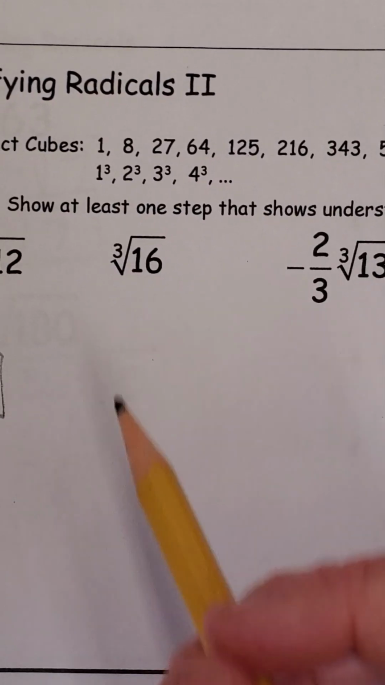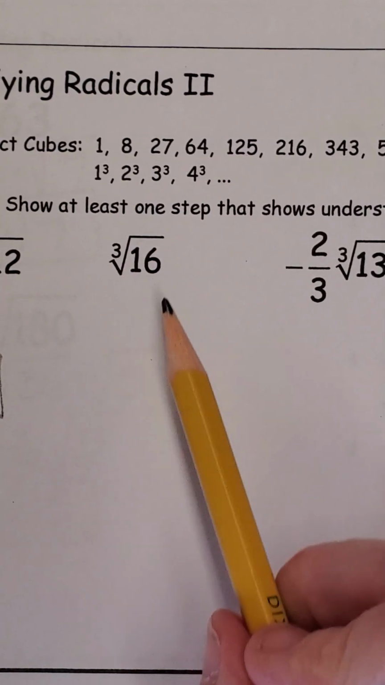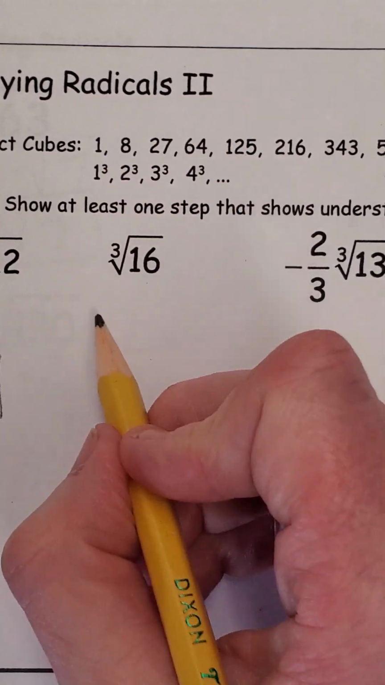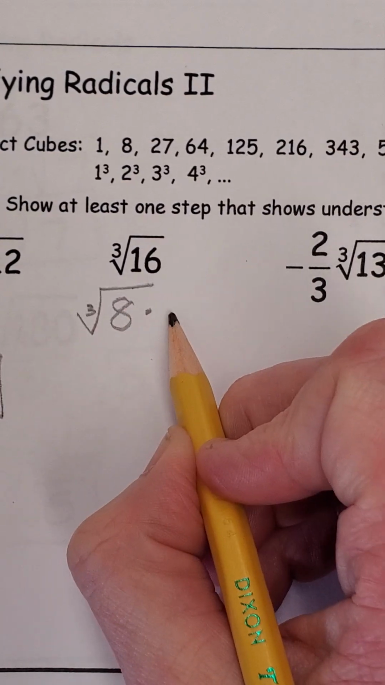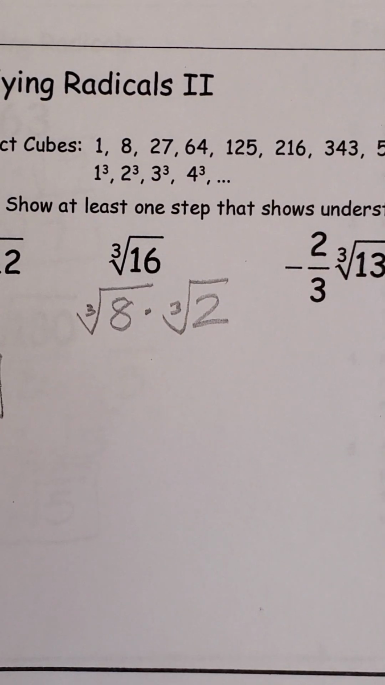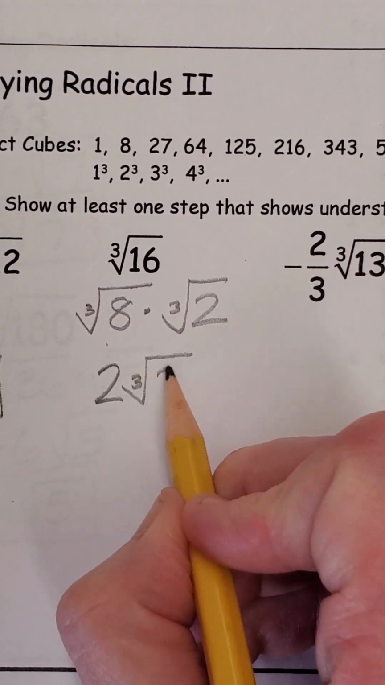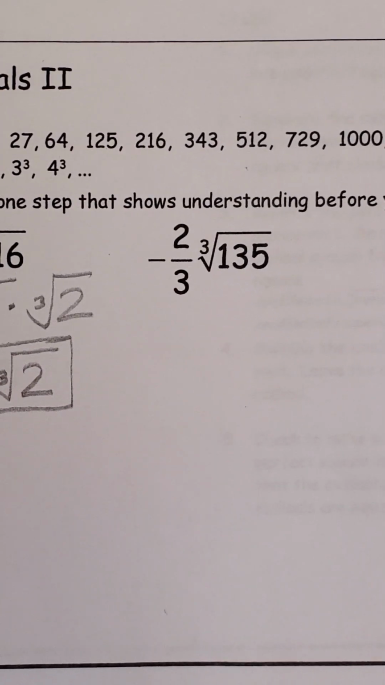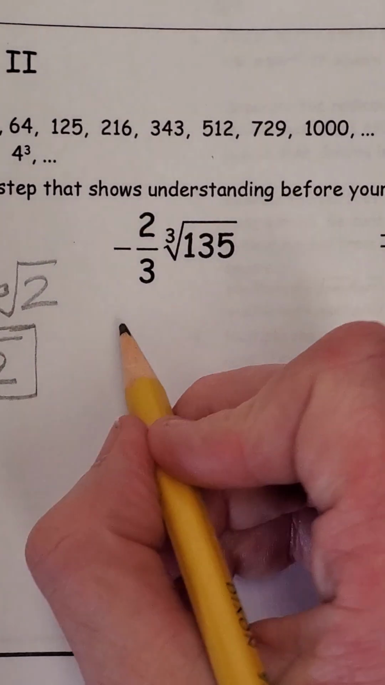Okay, cube root of 16. So remember, 16 is a perfect square, but this is a cube, so now we have to use this set of numbers. You've always got to put that little index in there, because obviously it means something different. Because this is a perfect cube, it simplifies to that. Moving on to this one, the lovely fractions.